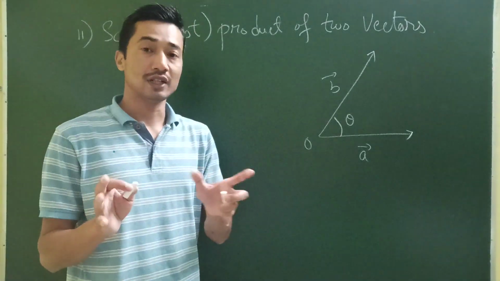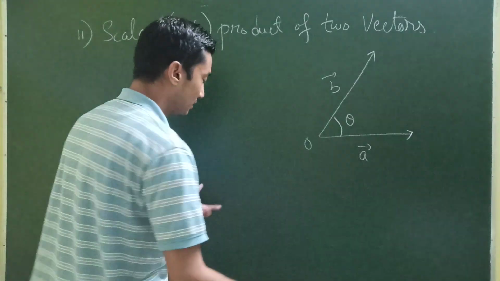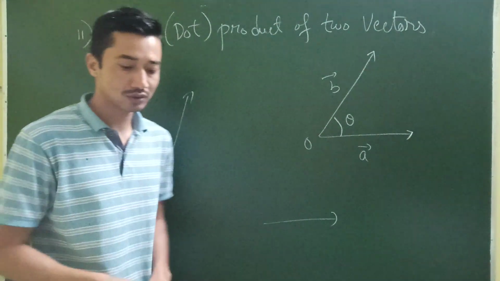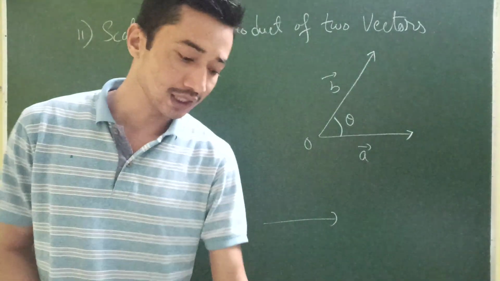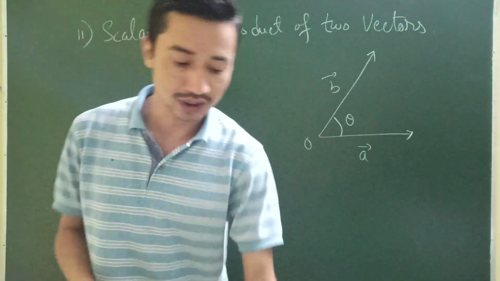Now, in general, if they are making any angle theta, 10, 20, 30 degrees, something like that, vector A might be here, vector B might be here. So how do we multiply these two vectors? How do we add? We already studied the triangle law, parallelogram law, and so on. How do we multiply? That's what we're going to study here.